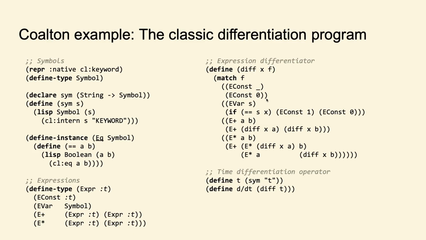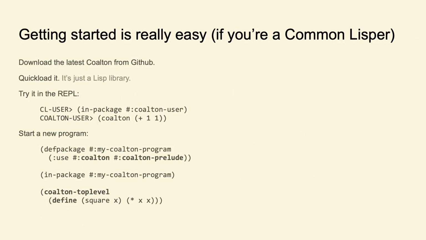So I just wanted to give a look at what Coalton is before diving into all the features, kind of give a feel for just what it looks like. Getting started with it is very easy, at least if you're a Common Lisper. If you're not a Common Lisper and you don't know Emacs or how to install SBCL or whatever, okay, maybe it's a little bit more difficult.